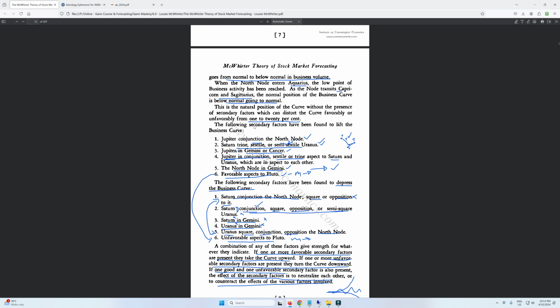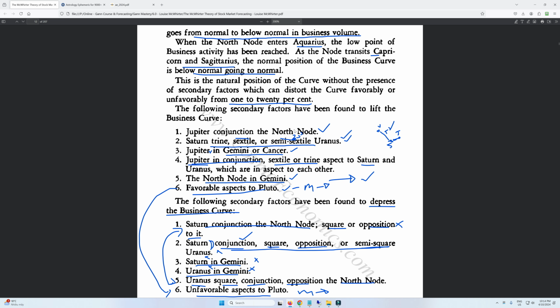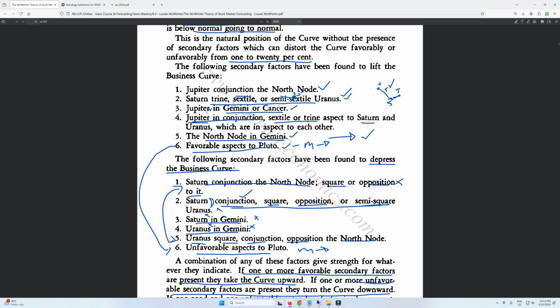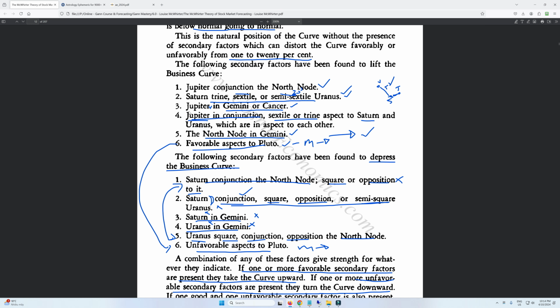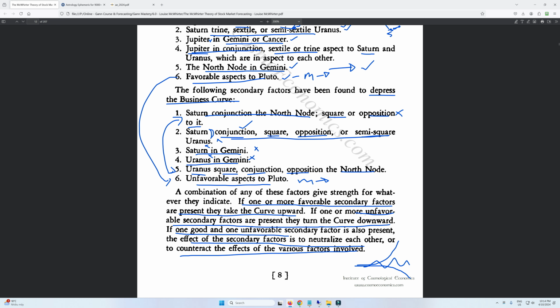So the following secondary factors have been found to lift the business curve. We have Jupiter conjunct the North Node, Saturn trine, sextile, semi-sextile Uranus, Jupiter in Gemini or Cancer, Jupiter in conjunction, sextile or trine aspect to Saturn and Uranus, which are an aspect of each other, the North Node in Gemini, favorable aspects to Pluto. All right, so we've already gone through this.